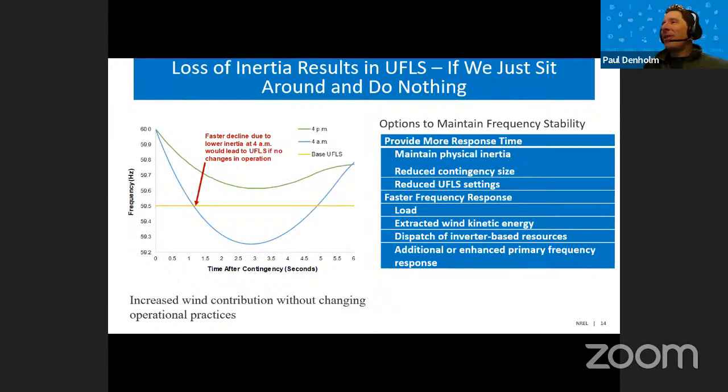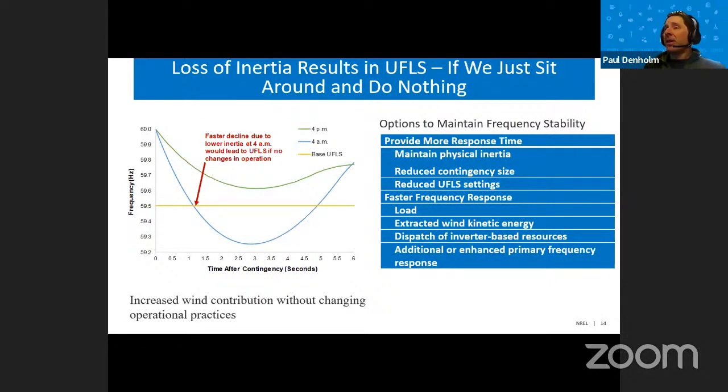If we don't do anything, if we don't increase our ability to respond to the decay in frequency that happens if you lose a large generator, you can have an event called under frequency load shedding. You can have a rapid decrease in frequency, and you don't have enough time for all the primary frequency response to kick in. And so the frequency can fall below these critical thresholds. The threshold actually varies tremendously by system, so your results will vary. But this is just one example of that event happening if we didn't do anything. And so the question is, what are we going to do? How are we going to provide the necessary response time and the speed of response needed to maintain frequency stability under increasing deployments of renewable energy?